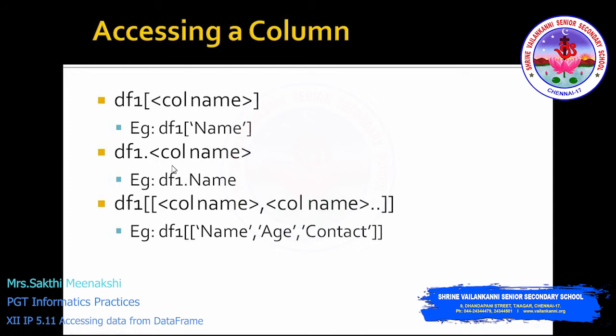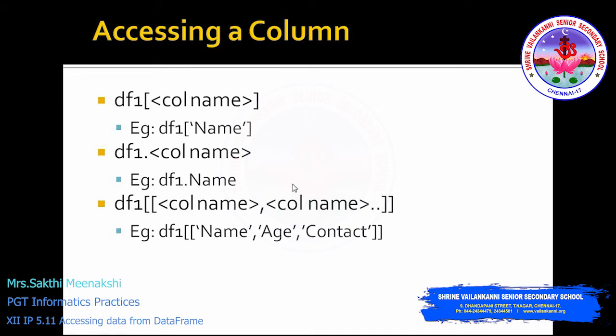In dotted notation we can fetch only one column's values, but in square brackets we can mention a list of column names. So you have to give a list of lists. Look at this one, I have used two square brackets because I am using multiple column names. The example is given: df1 of name, age, contact. All these column values will be displayed in the output.